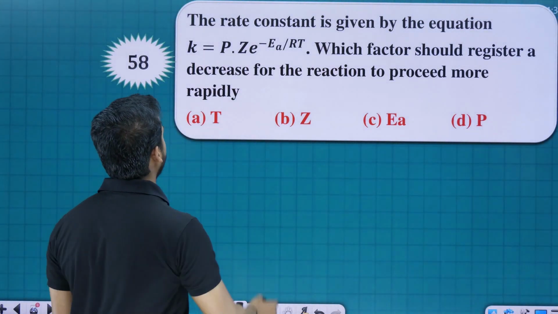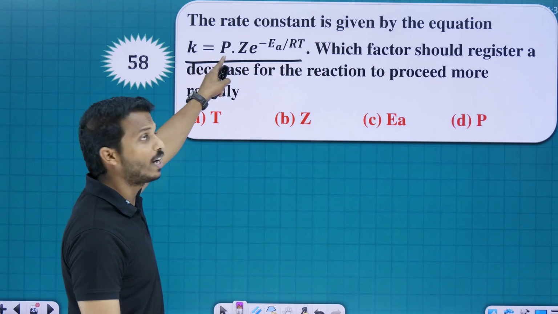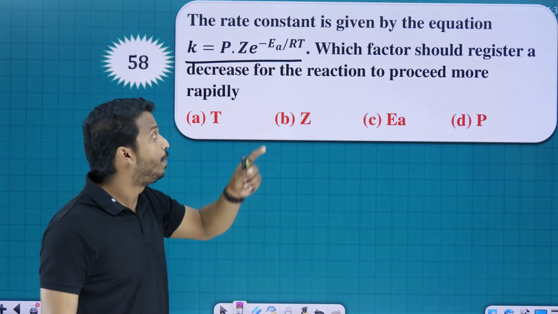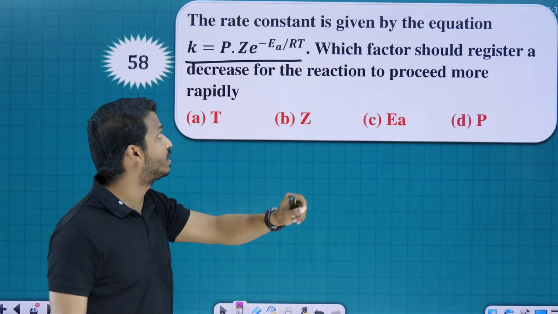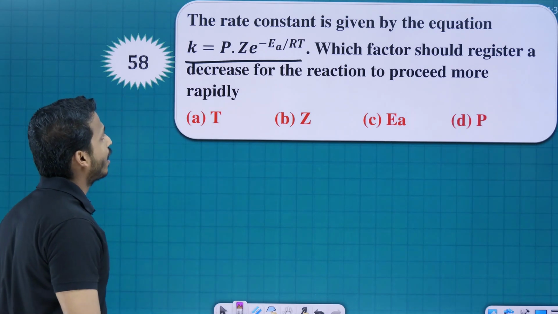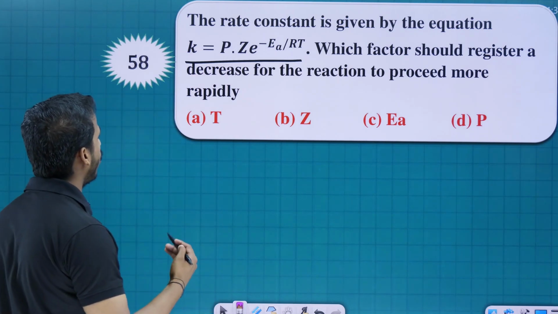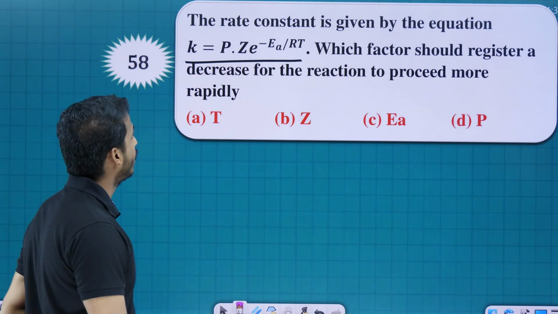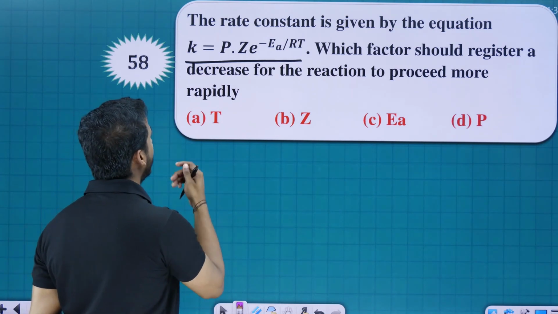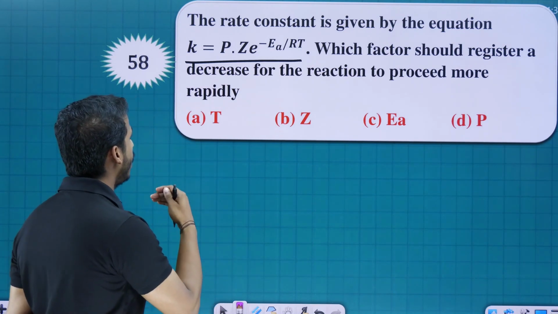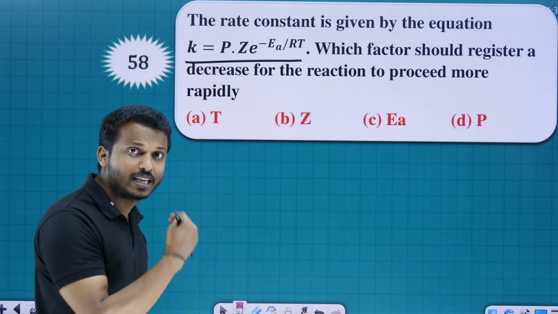Next one. Rate constant is given by, yes, this is our collision theory equation. Rate constant K equals P Z e to the power minus Ea by RT. What is P? Probability factor, or steric factor. Z is the collision frequency, and then the exponential term. Which factor should register a decrease in value for the reaction to proceed more rapidly?